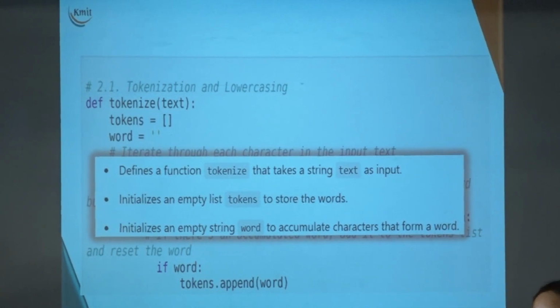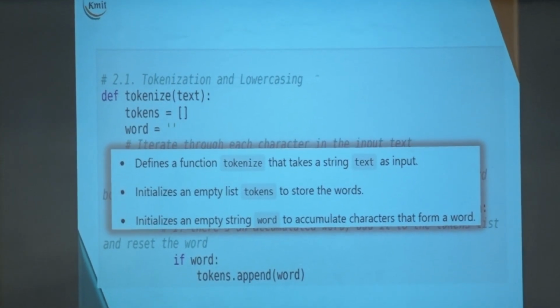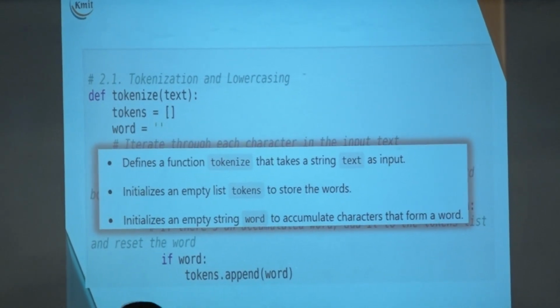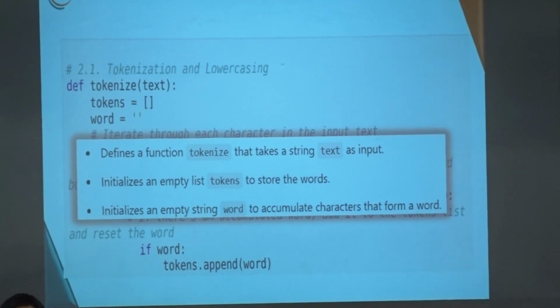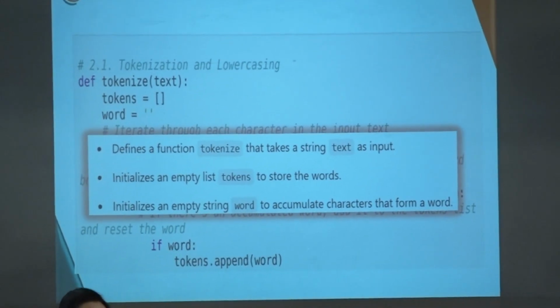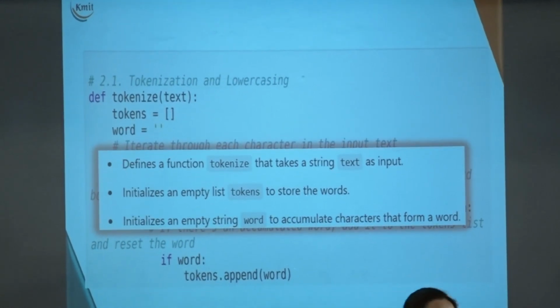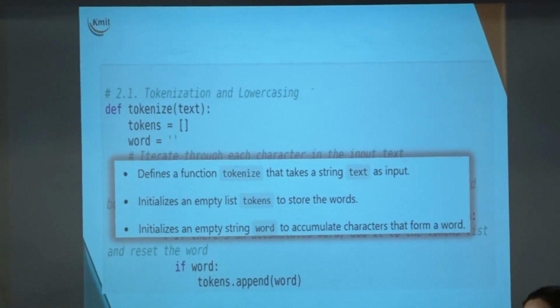So for that reason, you have to initialize an empty string called word here, and I am going to accumulate characters to form a word. First, I am going to check whether a word is completely formed or not. If a word is completely formed, then only I am going to append it to my list of words. Clear enough? Understanding the strategy with which I am beginning?